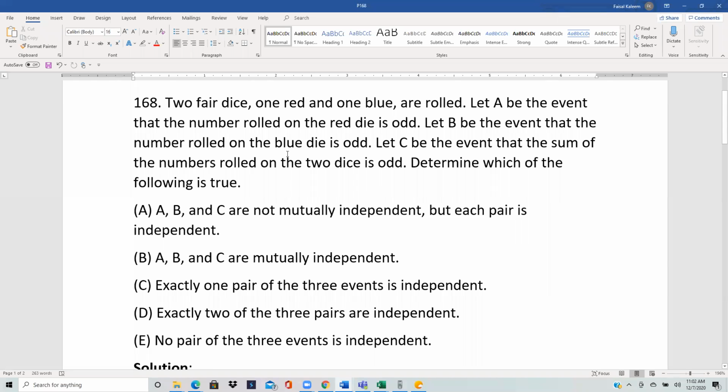Two fair dice, one red, one blue, are rolled. Let A be the event that the number rolled on the red die is odd. B be the event that the number rolled on the blue die is odd. Let C be the event that the sum of the two numbers rolled is odd. Which of the following is true? Okay, we're talking about independence.